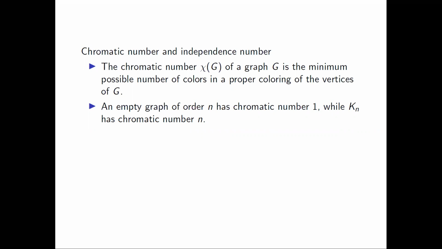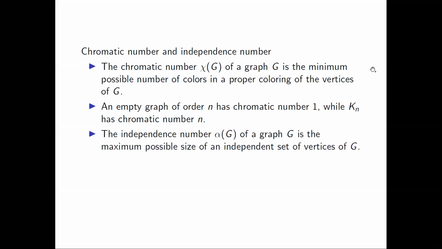And then if we look at the complete graph of order n, it has n vertices and n choose 2 edges. This will have chromatic number n, because every vertex in that graph needs its own color. If any two vertices had the same color, since they have an edge between them, it would not be a proper coloring. So we need all different colors. So the complete graph of order n requires as many colors as its order.